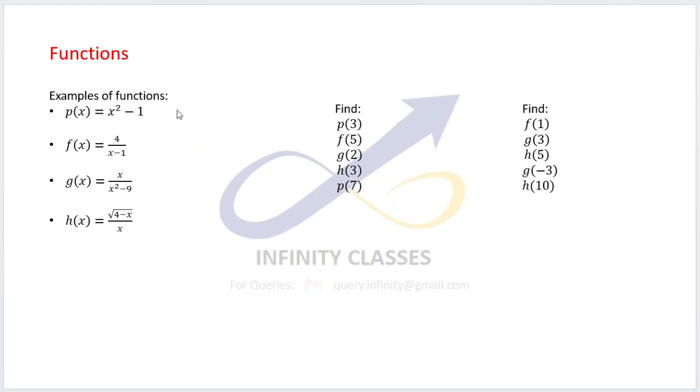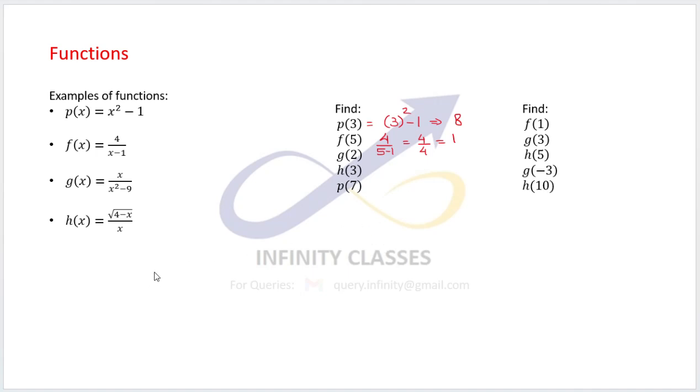Also, examples of some of the functions, like these are a few examples. We can find out the value of different functions also, like p of 3 will come out to be equal to 3 square minus 1, which will come out to be equal to 8. Or f of 5 will come out to be equal to 4 divided by 5 minus 1, which is 4 by 4, which is equal to 1, and so on. We can find out other values.